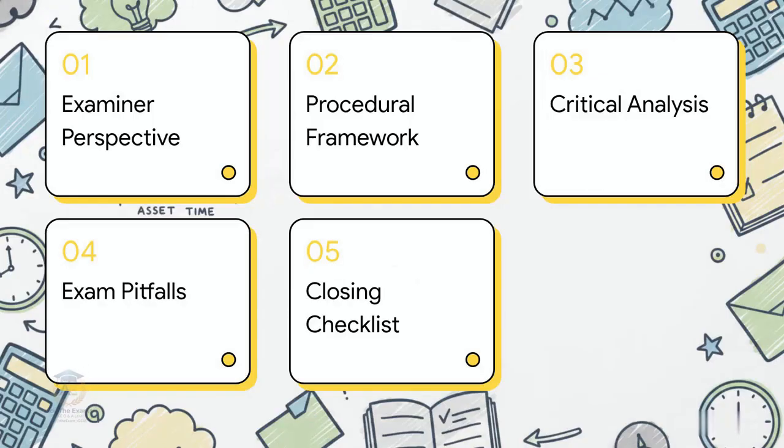So, here is our roadmap for this explainer. We will start with Section 1, the examiner's perspective. Then Section 2, the procedural framework. Section 3 covers critical analysis and method marks. Section 4 will expose the top 3 exam pitfalls, and we'll wrap up with Section 5, the closing checklist.